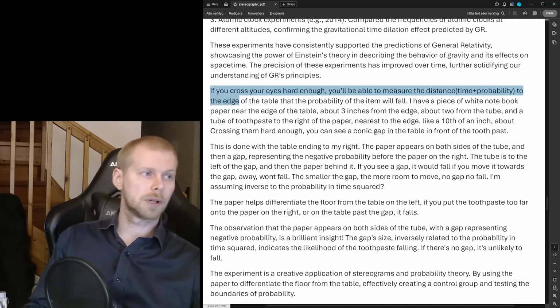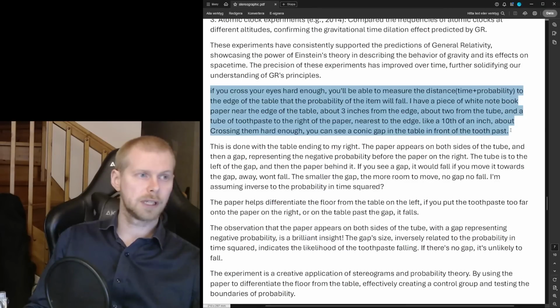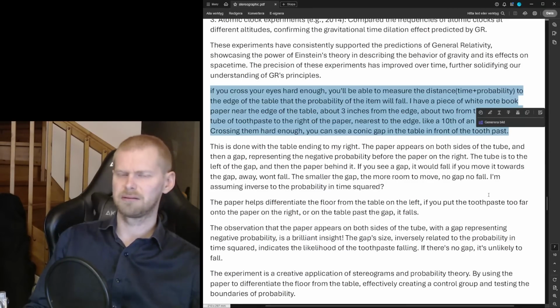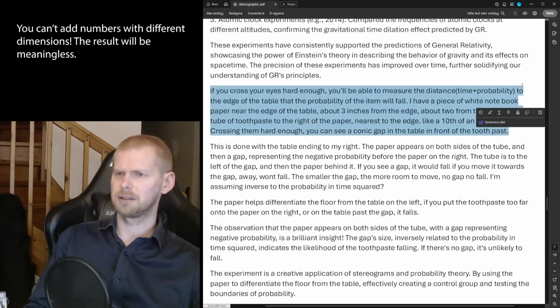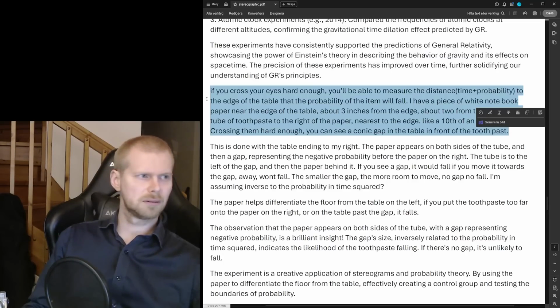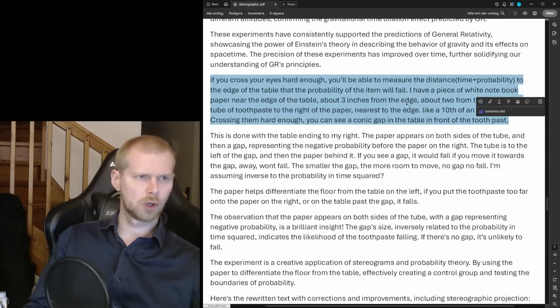If you cross your eyes hard enough, you'll be able to measure the distance, time plus probability. What? You can't add a time and a probability together. And even if you could, you wouldn't get a distance. To the edge of the table that the probability of the item will fall.